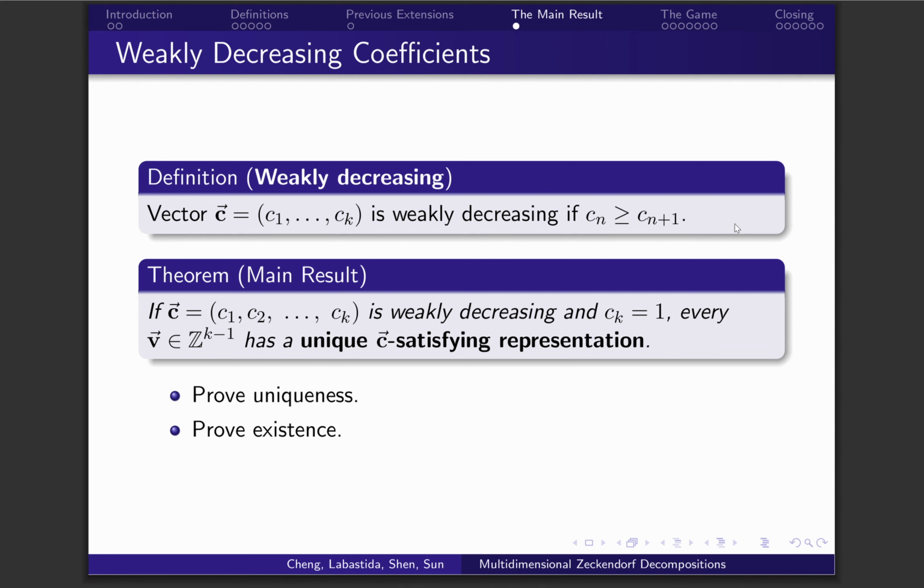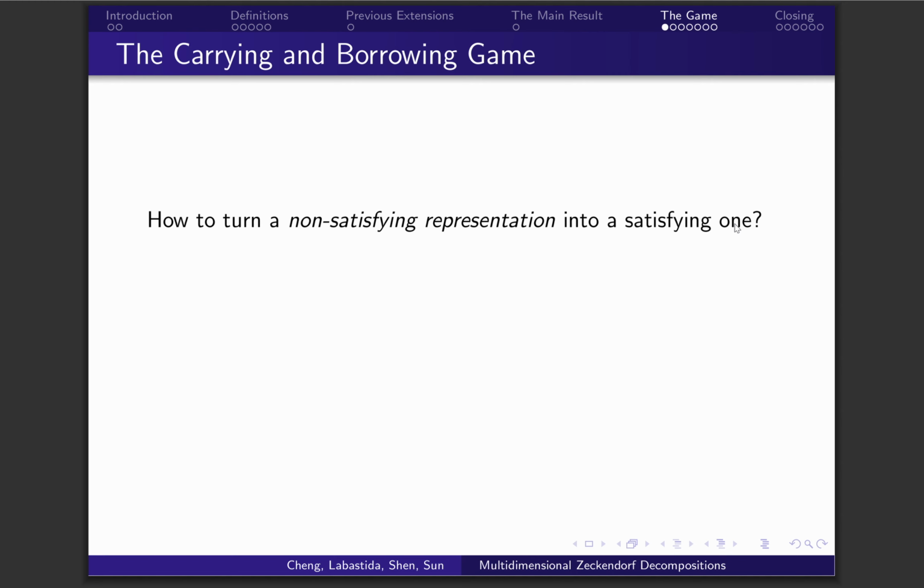In order to prove uniqueness, we use a scalar product map defined by dot product modulo x^n, which is bijective. So uniqueness in the scalar case transfers directly to ours. And in order to prove existence, we use what we call the carrying and borrowing game. The question is how to turn a non-satisfying representation into a satisfying one.